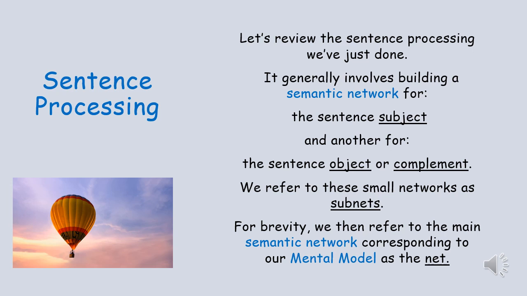Let's review the sentence processing we've just done. It generally involves building a semantic network for the sentence subject and another for the sentence object or complement. We refer to these small networks as subnets. For brevity, we then refer to the main semantic network corresponding to our mental model as the net.